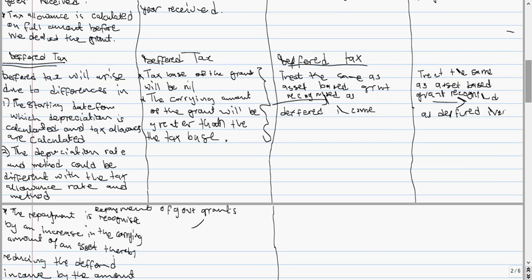And then for deferred tax purposes, we said they will arise due to the differences in the starting date from which depreciation is calculated, and it can also arise due to differences in methods and rates used for calculating tax and depreciation. The rates can be different. Okay, and then we said that when the grant is repaid, this is recognized as an increase in the carrying amount, the value of the asset, right?